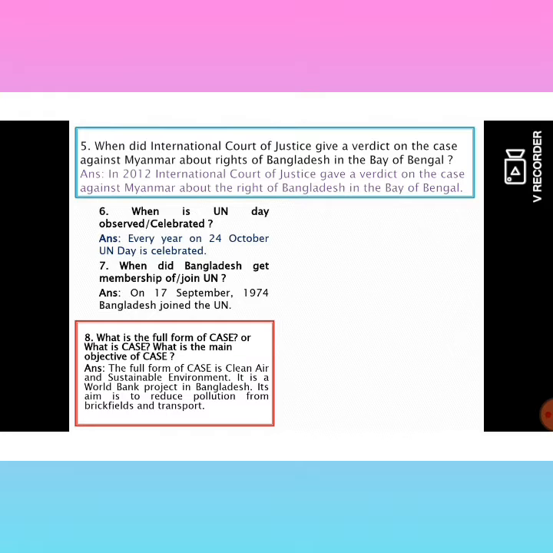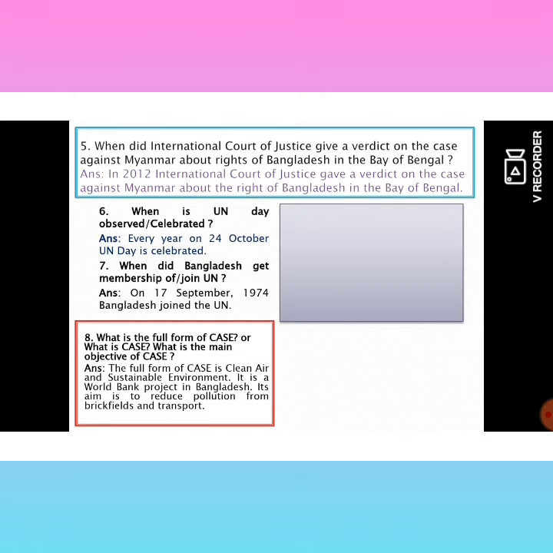It is a World Bank project in Bangladesh. CASE is a World Bank project in Bangladesh. And what is the main objective of CASE? The main objective of CASE is to reduce pollution from brick fields and transport.